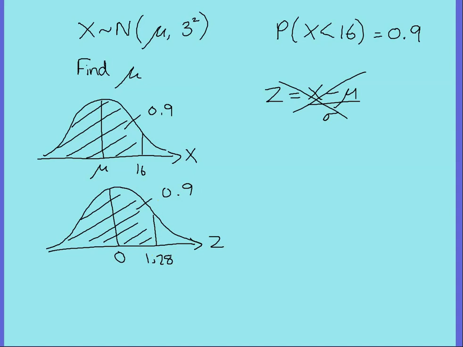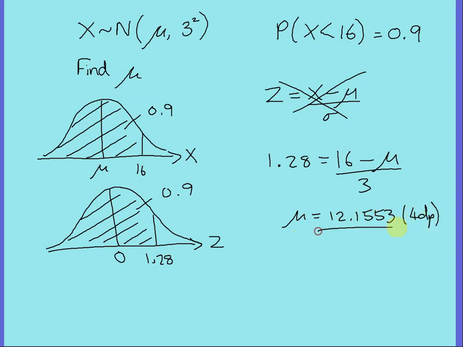So I am going to use this formula, so I wish I didn't cross it out now, but 1.28 is going to be equal to the score, the observed value, 16, minus the mean, over the standard deviation, which is 3. And now we just simply rearrange that. So I'm going to do that on my calculator quickly. So menu answer times 3, 16, take away that. The mean is 12.1553 to 4 decimal places. If in doubt, write everything to 4 dp.